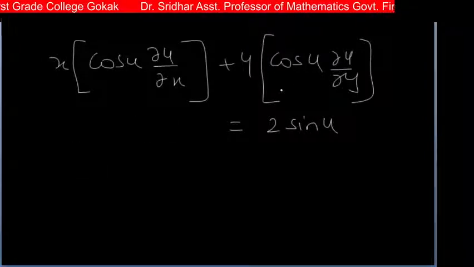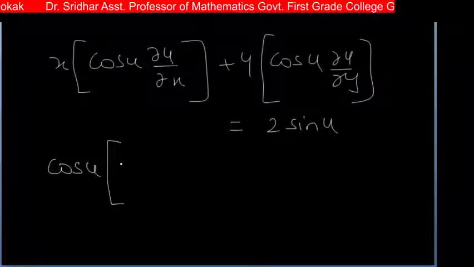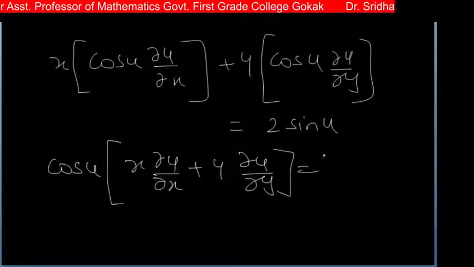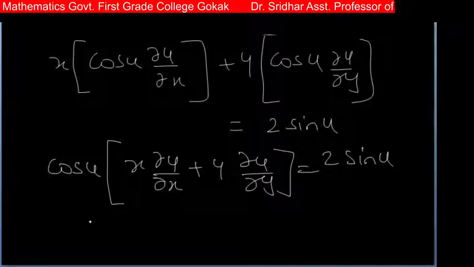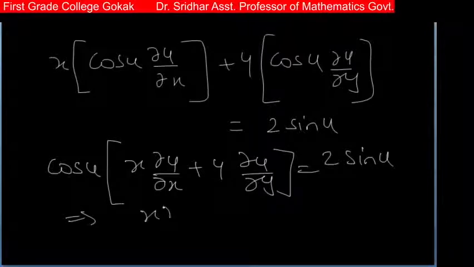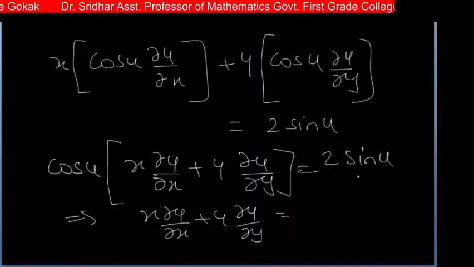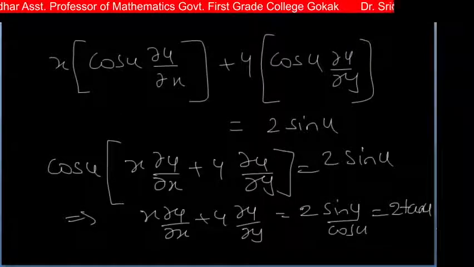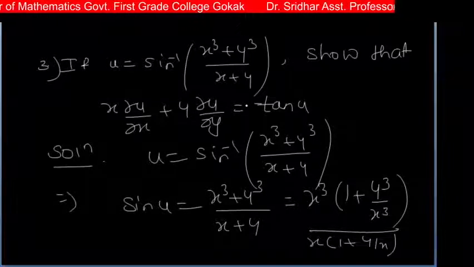In both the terms cos u is common, so I take cos u common, and in the bracket what is left is x ∂u/∂x plus y ∂u/∂y is equal to 2 sin u. Which implies x ∂u/∂x plus y ∂u/∂y is equal to 2 sin u by cos u, since cos u goes to the denominator, which is equal to 2 tan u. So here just make a correction, it is 2 tan u.